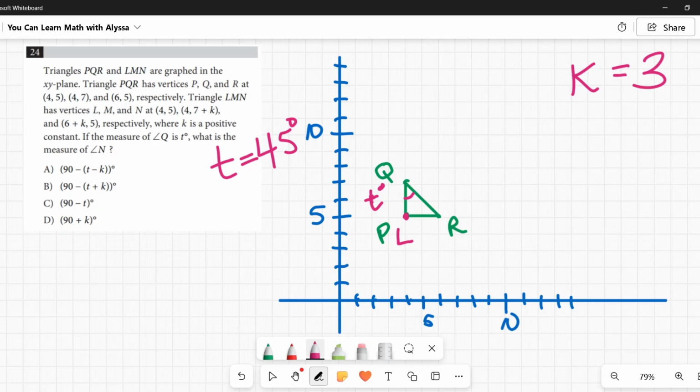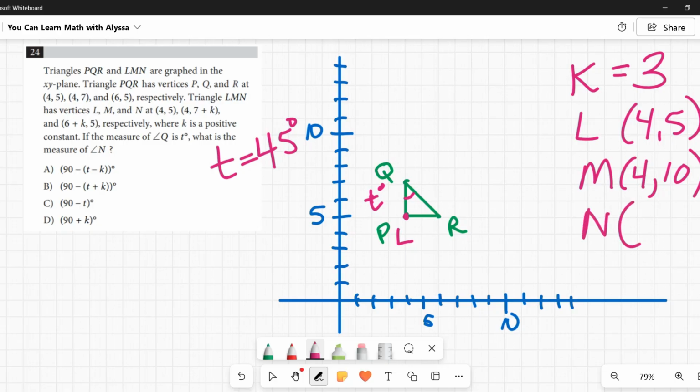All right, so L is at 4, 5. My point M is 4, 7 plus K. 7 plus 3 is 10. And then my point N is 6 plus K. 6 plus 3 is 9, and then 5. And looky here, we've got the same thing going on that we had with PQR. We have two x's that are the same and two y's that are the same. So it looks like this is going to be another triangle with a horizontal line and a vertical line.